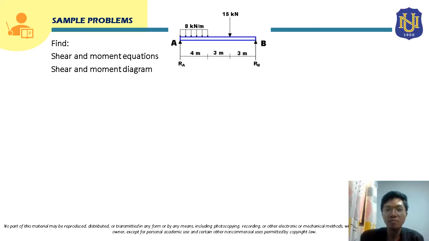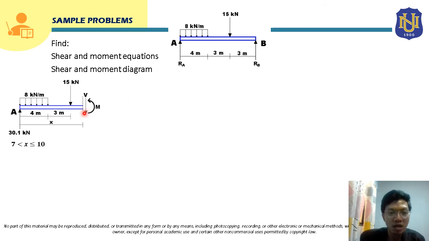Okay, so for the third segment, from here to here, that will be from 7 to 10. For this segment, class, we are going to cut a section here and consider the left segment. So this will be the free body diagram of that cut section. The distance of the cut section from the leftmost part of the beam, class, will be x. So it will include the 30.1 kilonewton, that is the reaction at A.